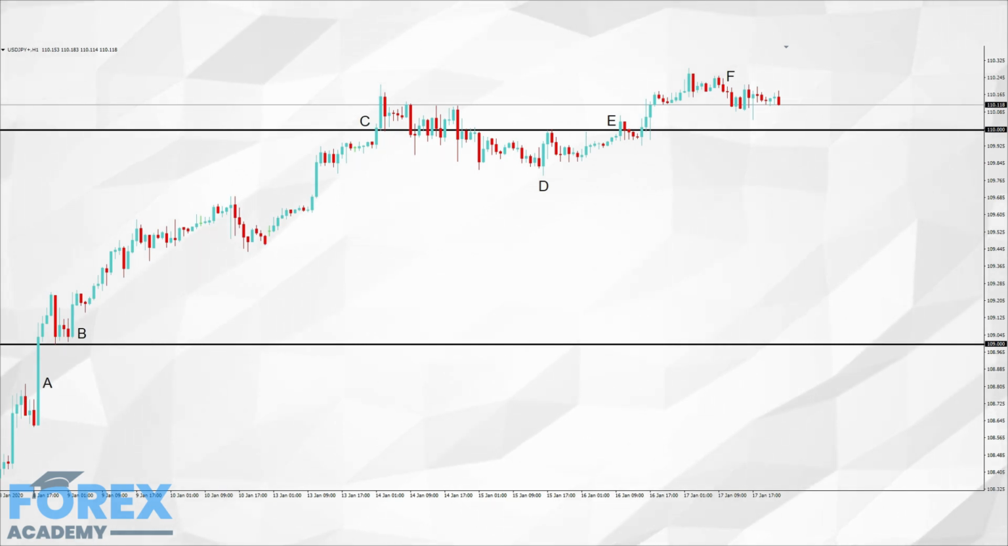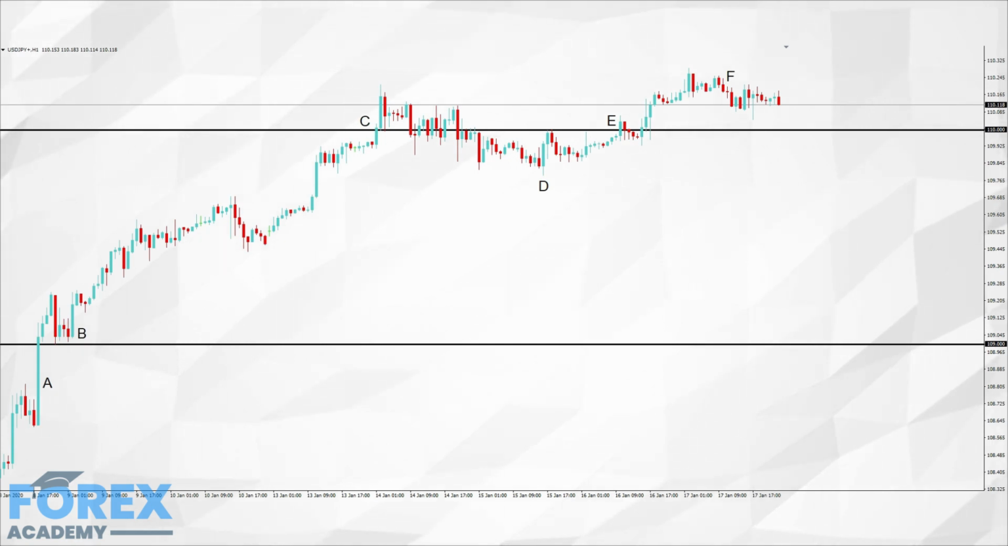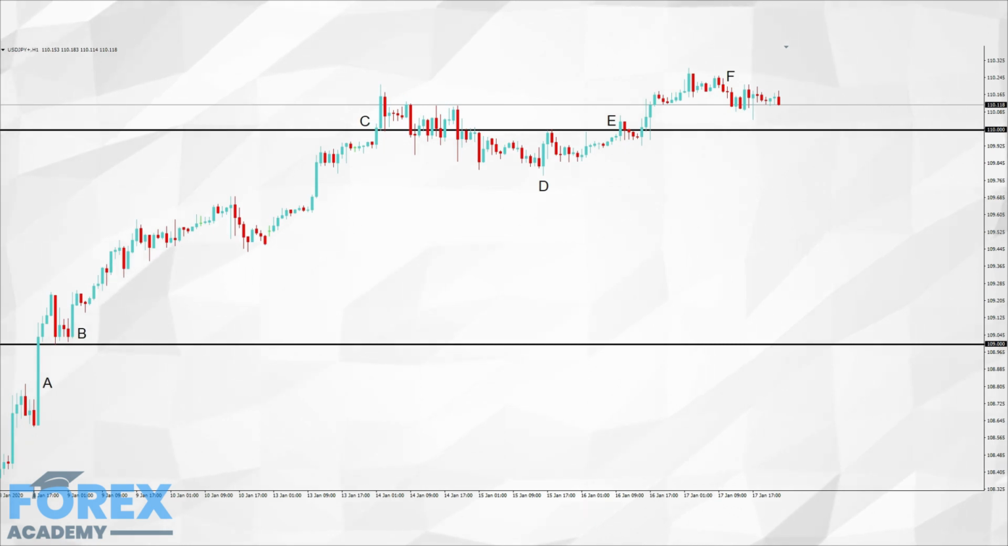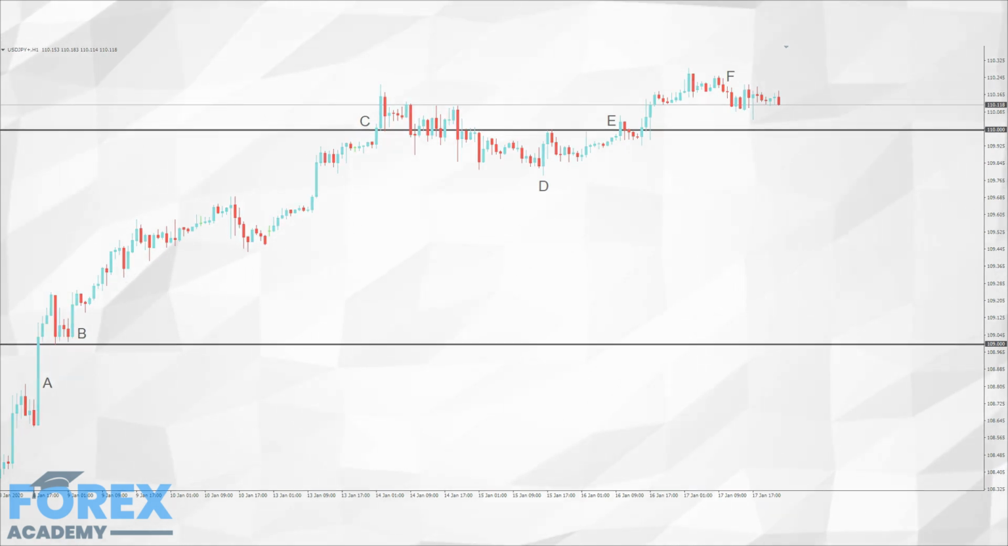Sometimes new traders rely on too many technical indicators, which means they're spending so much time looking at them that they cannot see the wood for the trees. Price action is king when trading Forex, so let it be your number one priority during technical analysis.